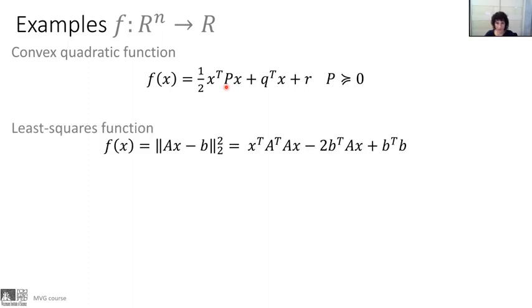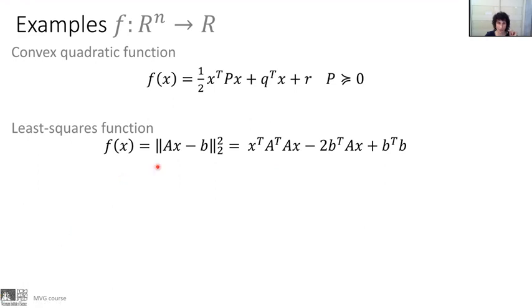Here we have what we are familiar with. Here we have a least squares function, the norm of Ax minus b, in the norm 2 squared, which is actually x transpose A transpose A x minus 2 b transpose A x plus some constant. Why is this function always convex? Any idea? Maybe because the Hessian here is A transpose A. Exactly. The Hessian here is exactly A transpose A, and A transpose A is always PSD. Therefore, it's always convex.